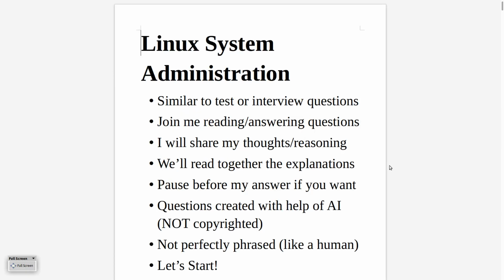So look, that was 20 questions for Linux system administration that can be used in a screening test or to just test yourself. Are you ready for an interview? That kind of thing. Do you know your stuff, basically?